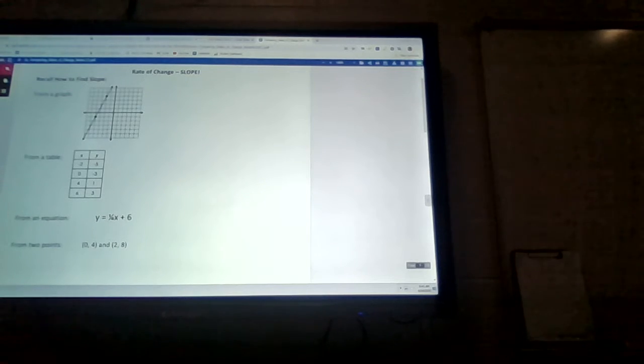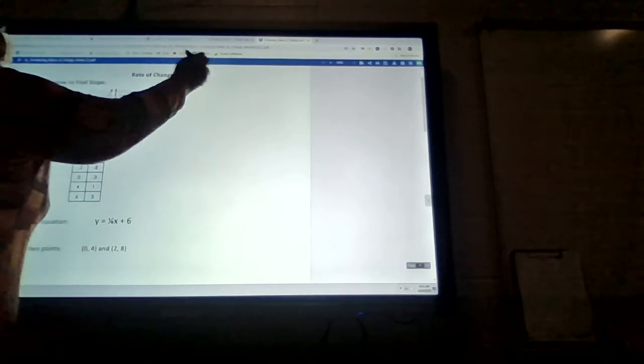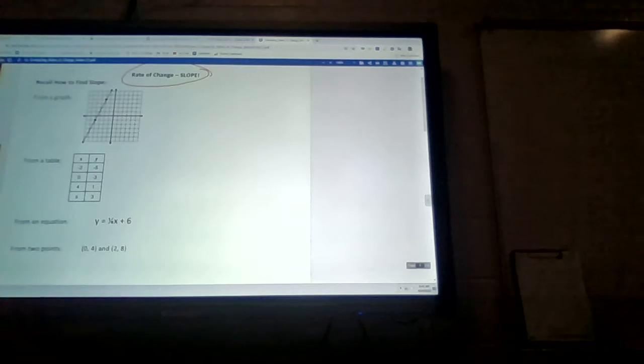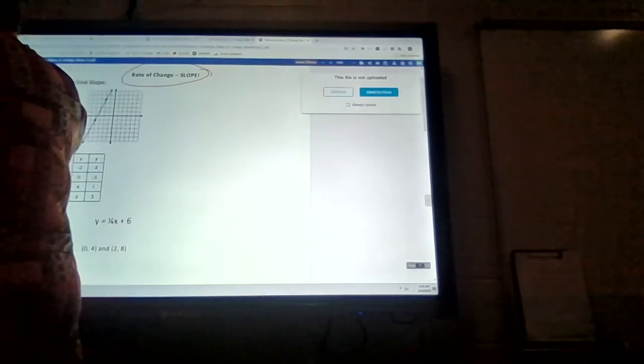First thing, let's go back and review how to find slope. Rate of change and slope is the exact same thing. So slope, rate of change, exact same thing, no different.